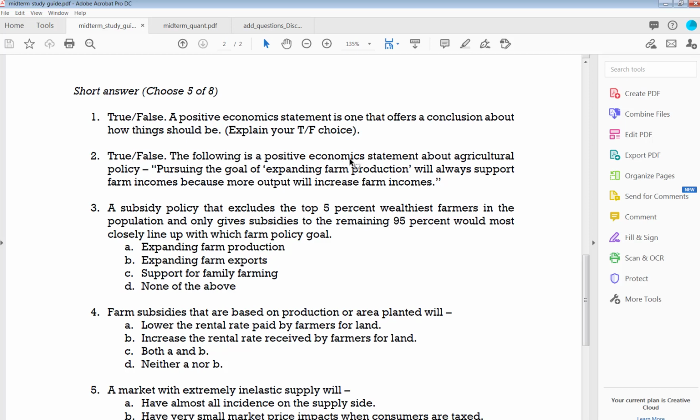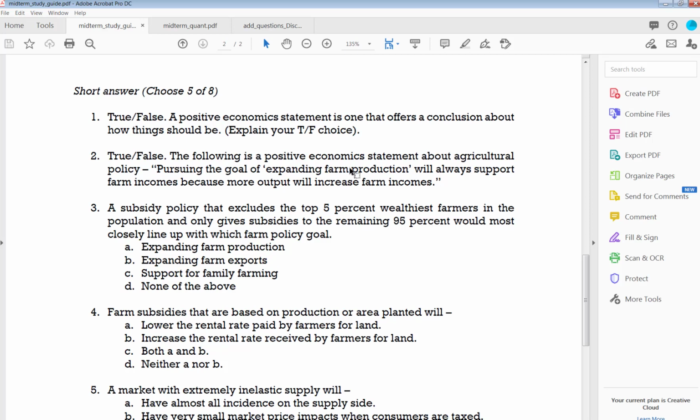This one says true false. The following is a positive economic statement about ag policy. Pursuing the goal of expanding farm production will always support farm incomes because more output will increase farm incomes. Okay, well, I guess this could be either one. It is a positive economic statement because it's testable. That is the key part here.